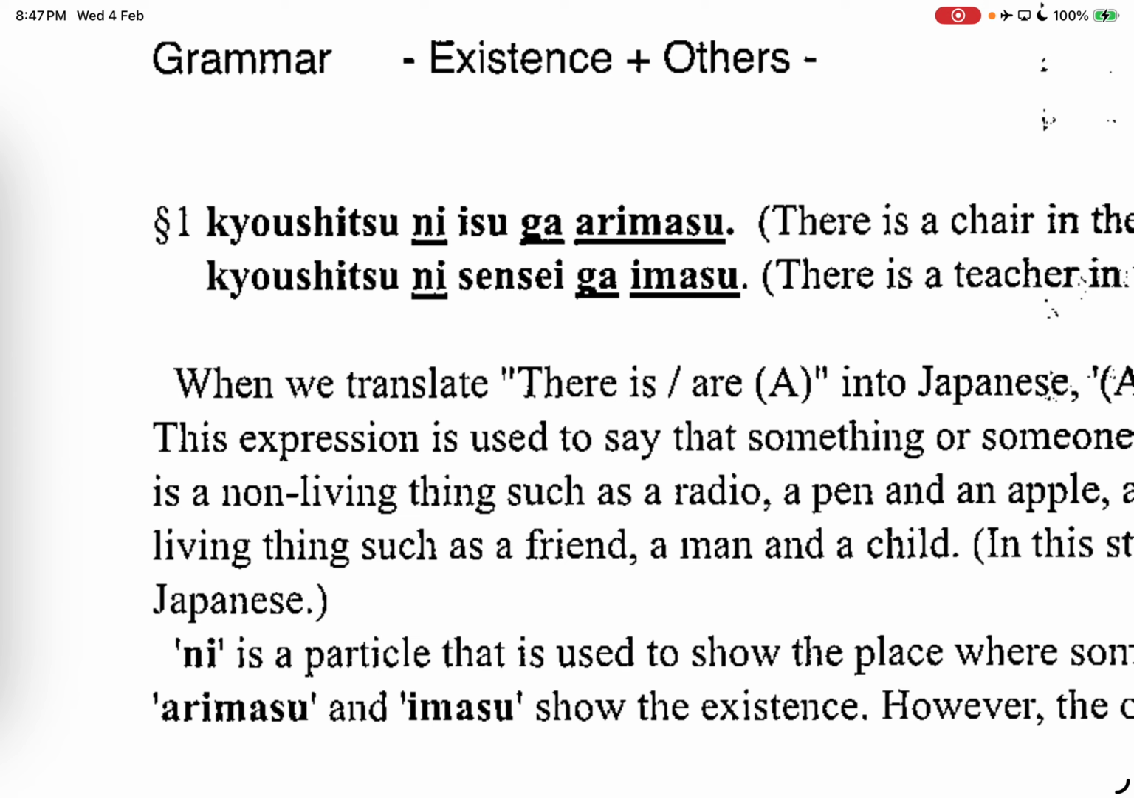Unless you want to mean I have a dog. If you want to say the dog exists, then inu ga imasu. If you want to say I have a dog, inu ga arimasu. So it's a different meaning. Arimasu can mean existence for non-living things. It can also mean possession, have. But a rule of thumb is everything can use arimasu, but when you have a human person, we try to use imasu.